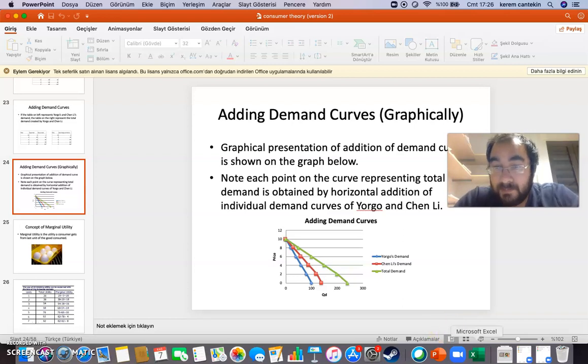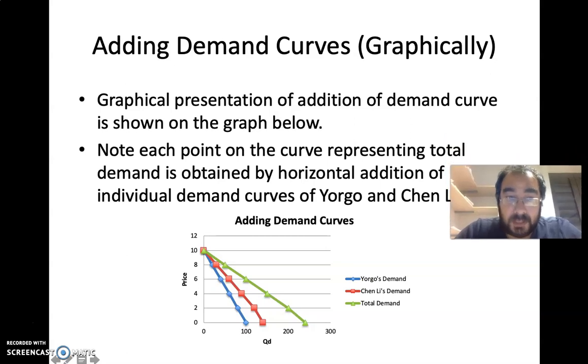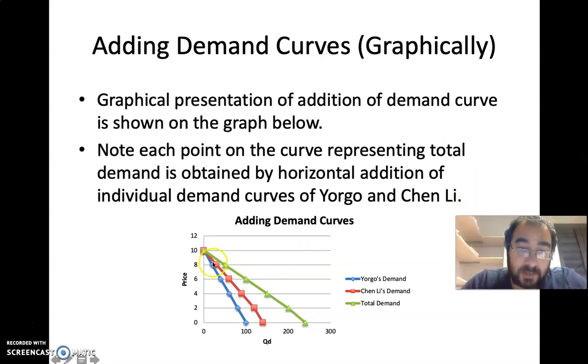Hi, welcome again. Let me continue where we left off. I have told you that the addition of individual demand can also be seen on this graph, and that addition is called the horizontal addition.